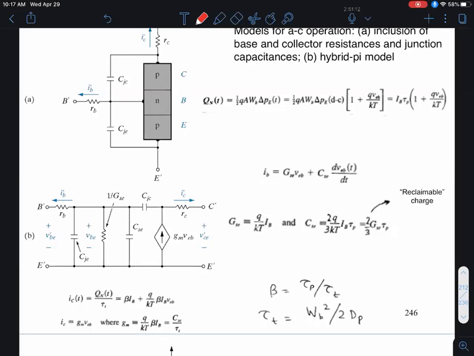If you drink a lot of beers and squint your eyes and all that. It doesn't quite look like pi, but it kind of looks like the letter pi. Anyway, it's known as the hybrid pi model.